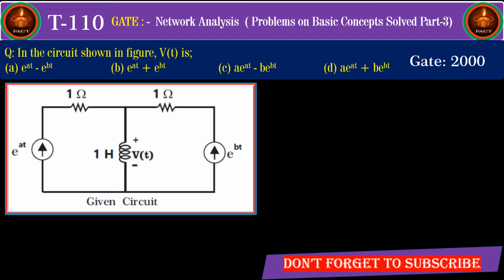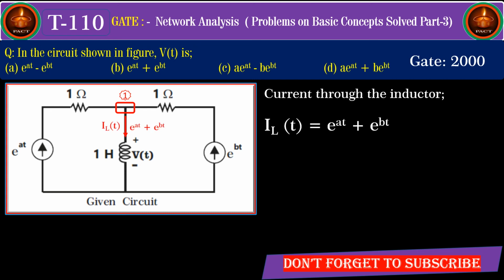Friends, now we shall solve one simple problem from GATE 2000. In this question, we are required to find phi of t across the inductance of 1 Henry as shown in figure. The problem is very simple. Let this junction be 1 and there are two current sources, and by applying the Kirchhoff's current law to this junction node, we get IL is equal to e to the power of at plus e to the power of bt.